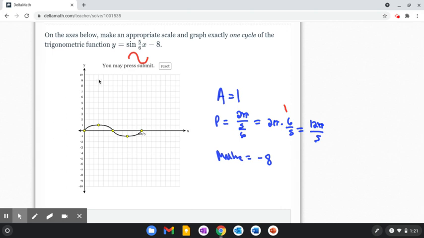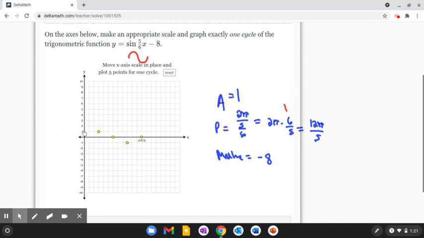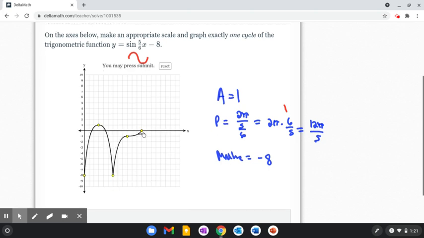The last thing we need to do is our midline. So it shifts down -8. So basically all these points are just going to move down. This is going to be -8. The middle one will also be -8 here. This one goes down to -8.